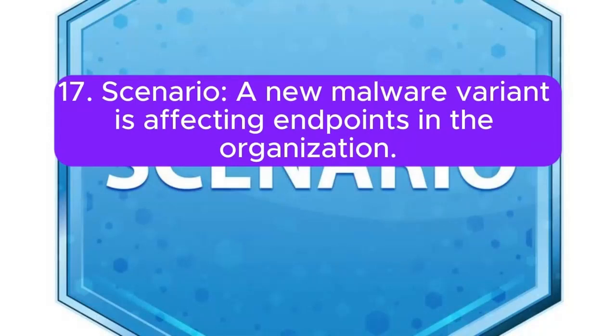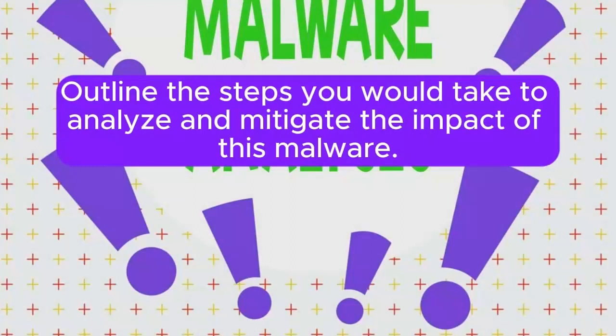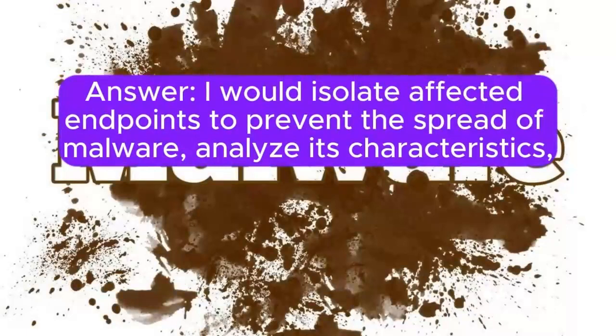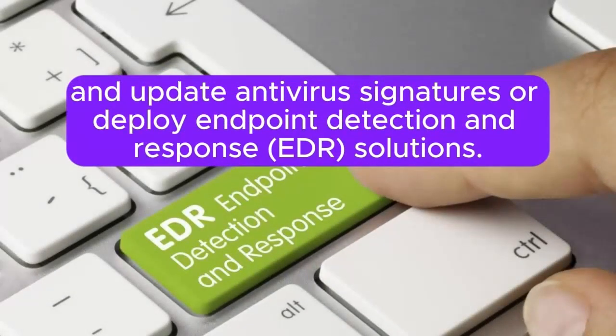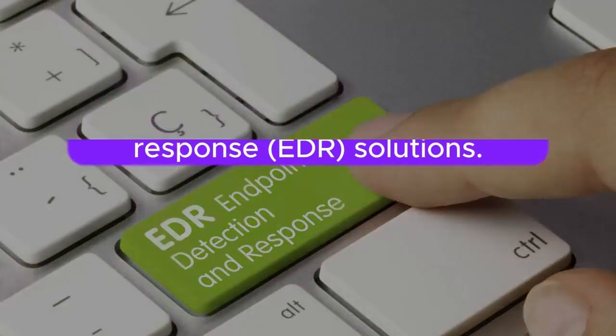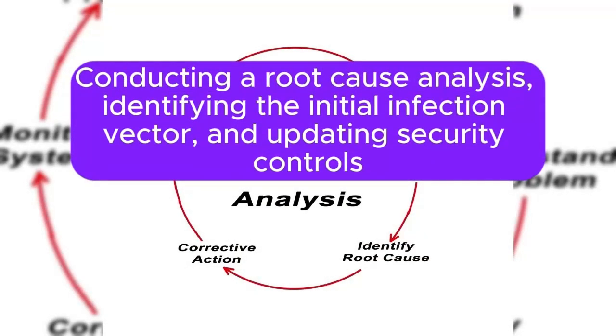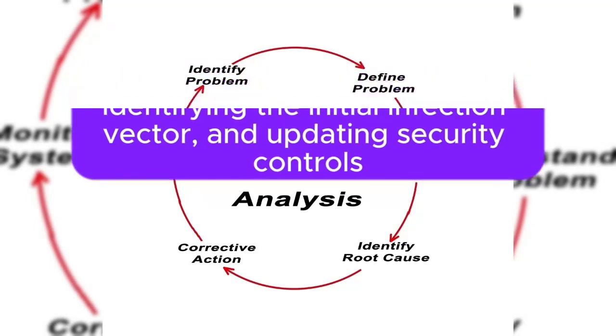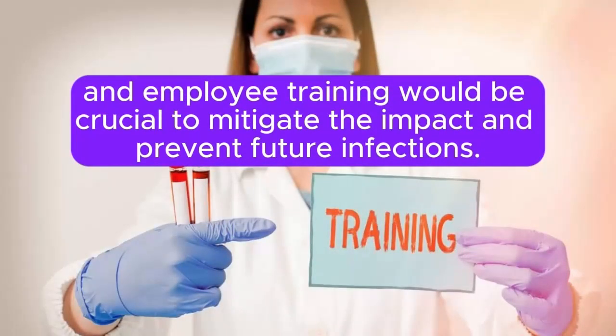17. Scenario: A new malware variant is affecting endpoints in the organization. Outline the steps you would take to analyze and mitigate the impact of this malware. Answer: I would isolate affected endpoints to prevent the spread of malware, analyze its characteristics, and update antivirus signatures or deploy endpoint detection and response solutions. Conducting a root cause analysis, identifying the initial infection vector, and updating security controls, and employee training would be crucial to mitigate the impact and prevent future infections.